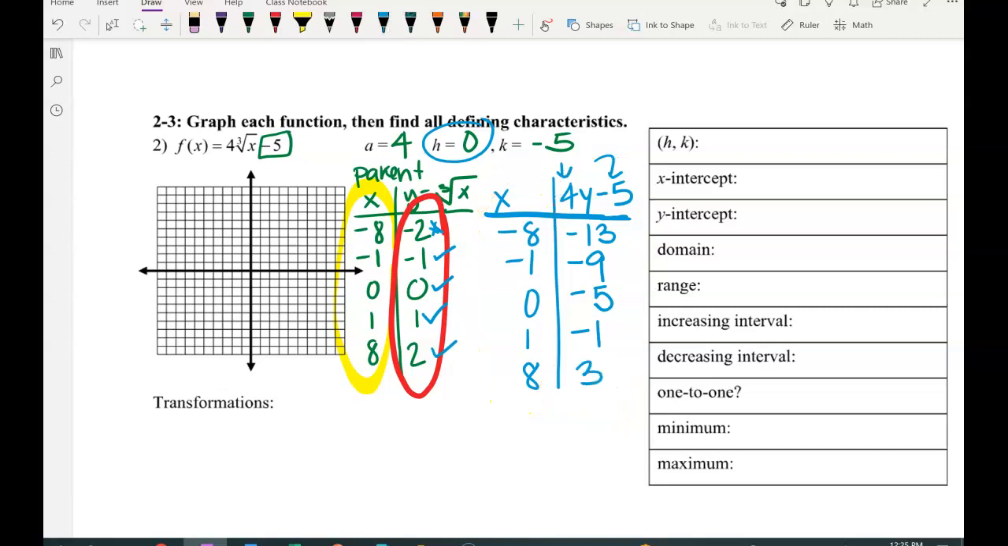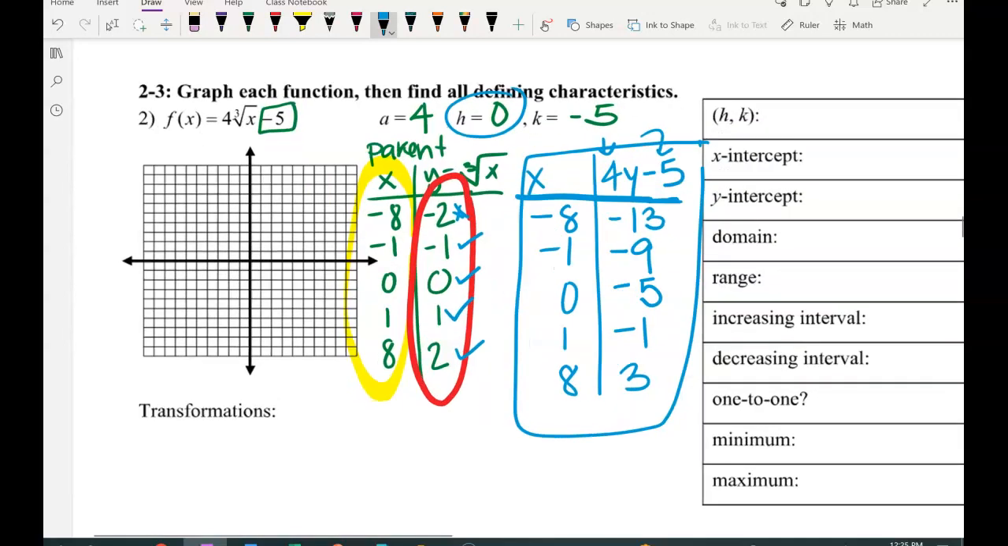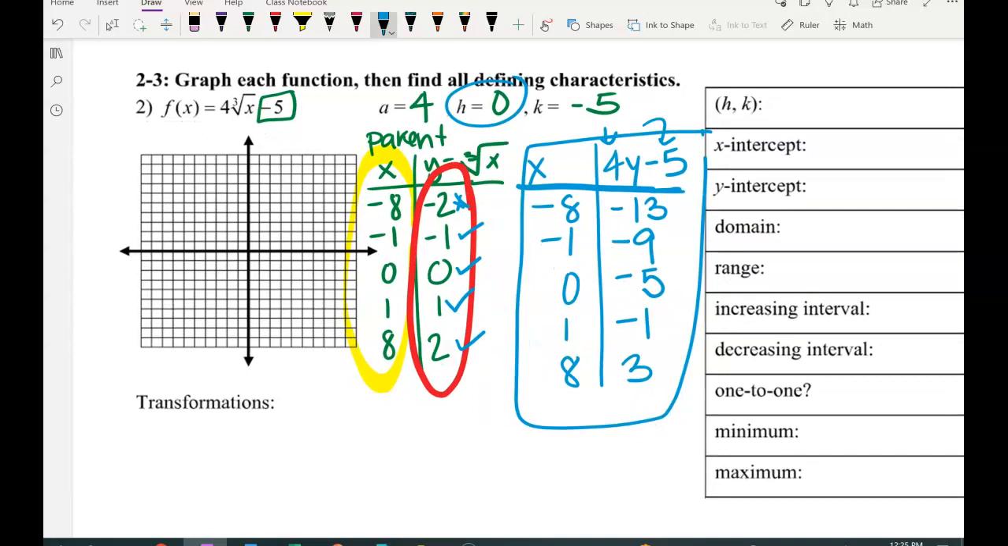So we are going to plot this right here. This is your transform table. And -8 is now -13. You can add 3 more tick marks, no big deal, guys. -1 is now -9. 0 is -5. 1 is -1. 8, go up 3.